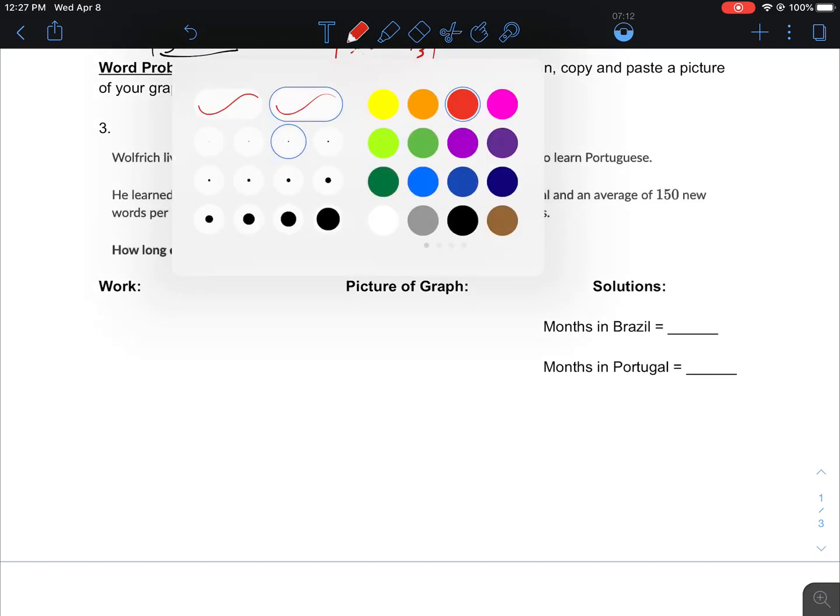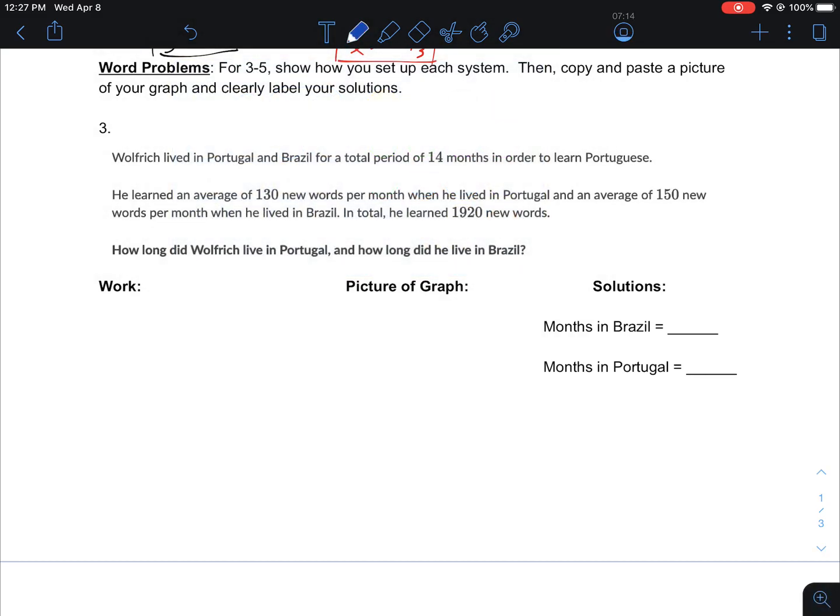So this is an equation where you're going to have 2 things going on. So it says our friend Wolfric here, if you remember this example, lived in 2 different countries for a total of 14 months. So whenever you read something like that, there's a total of 14 months, that's like saying x plus y equals 14. We're kind of already saying that x is going to represent Portugal months, y is going to represent Brazil months, and we're going to have a total of 14 of them.